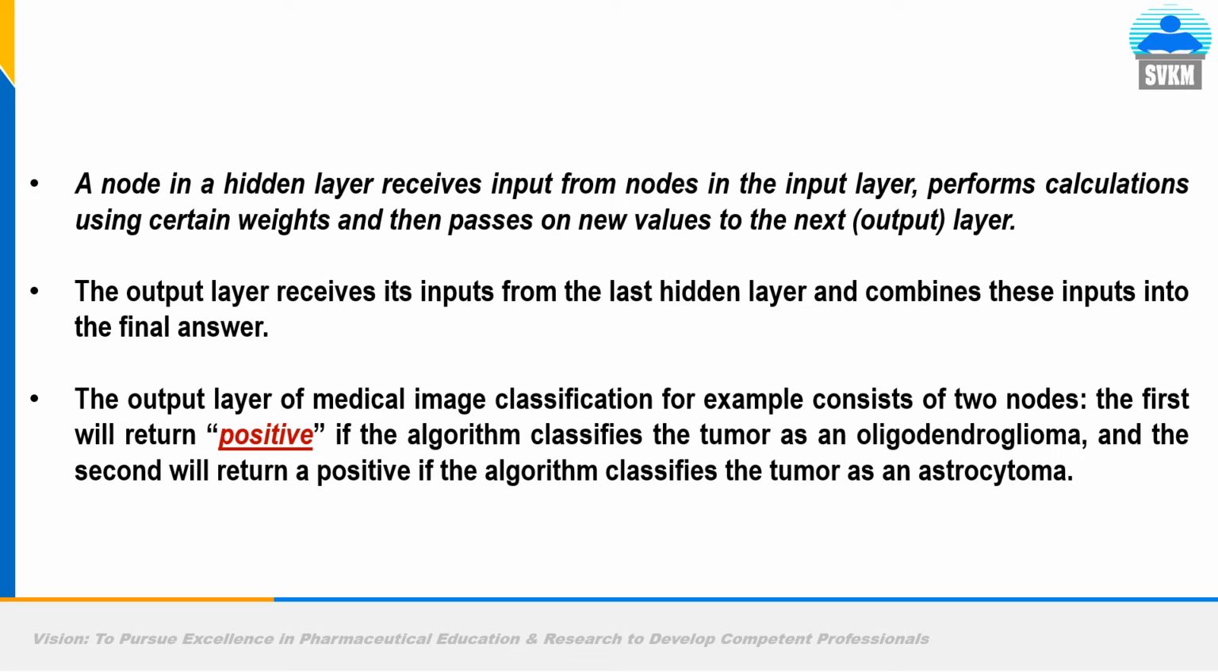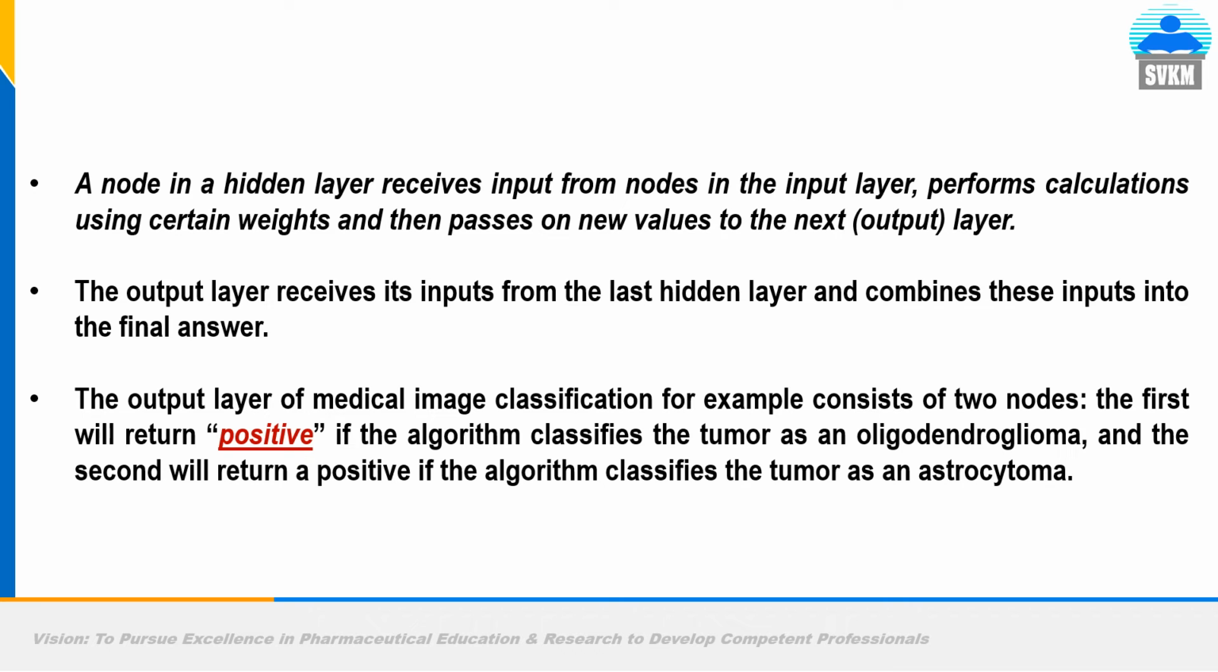A node in the hidden layer receives input from a node in the input layer, performs calculations using certain weights, and then passes on new values to the next layer. The output layer receives its input from the last hidden layer and combines these inputs into the final answer.